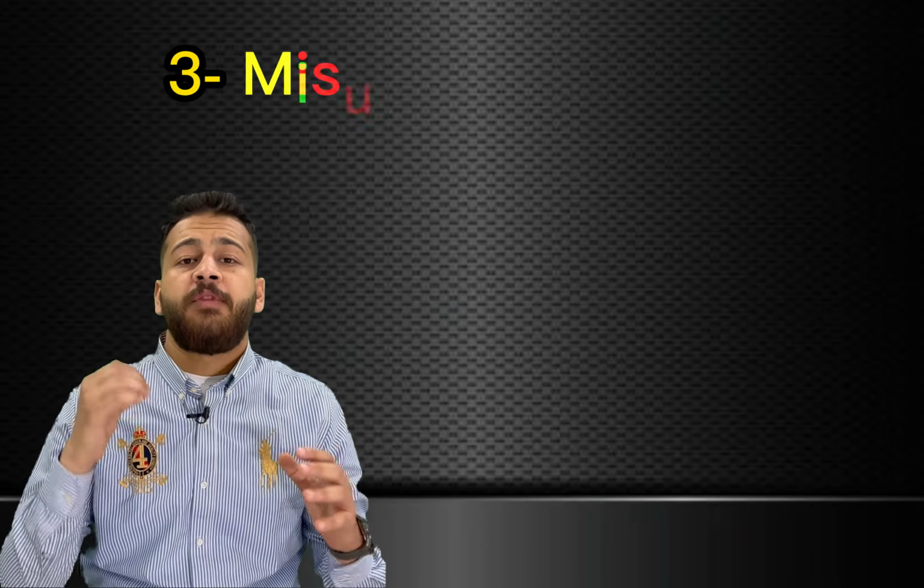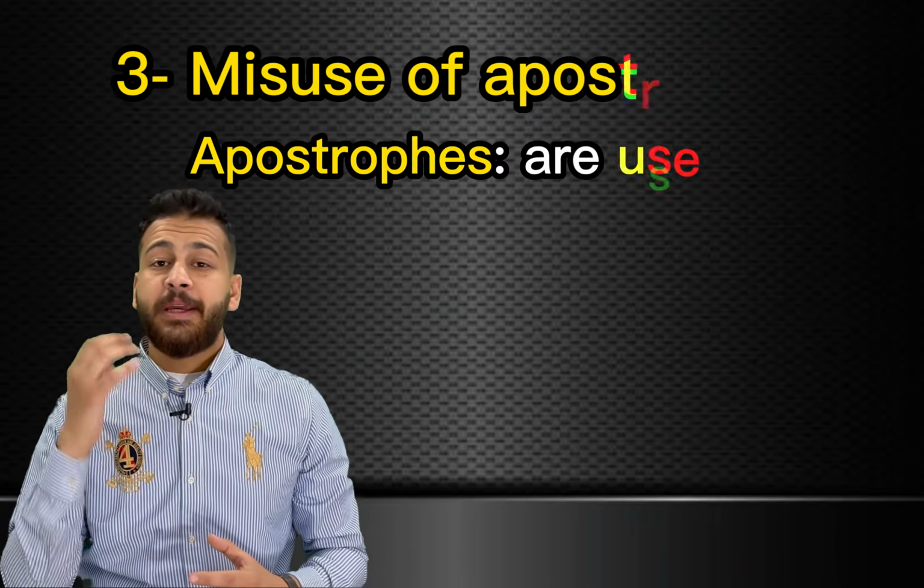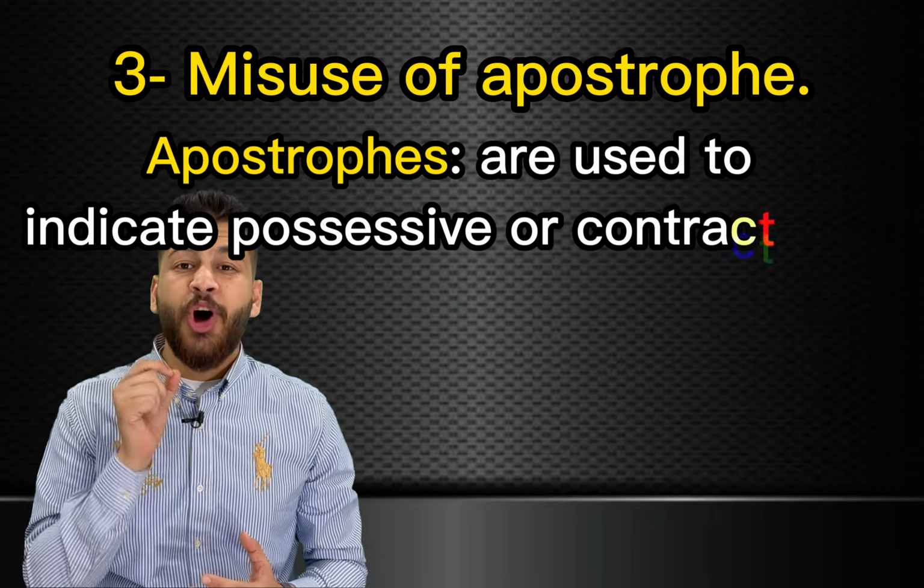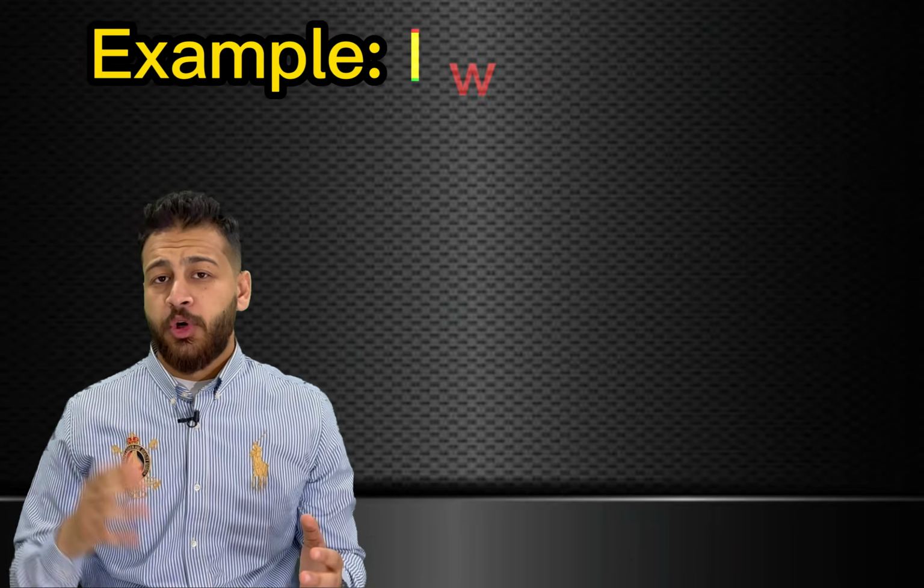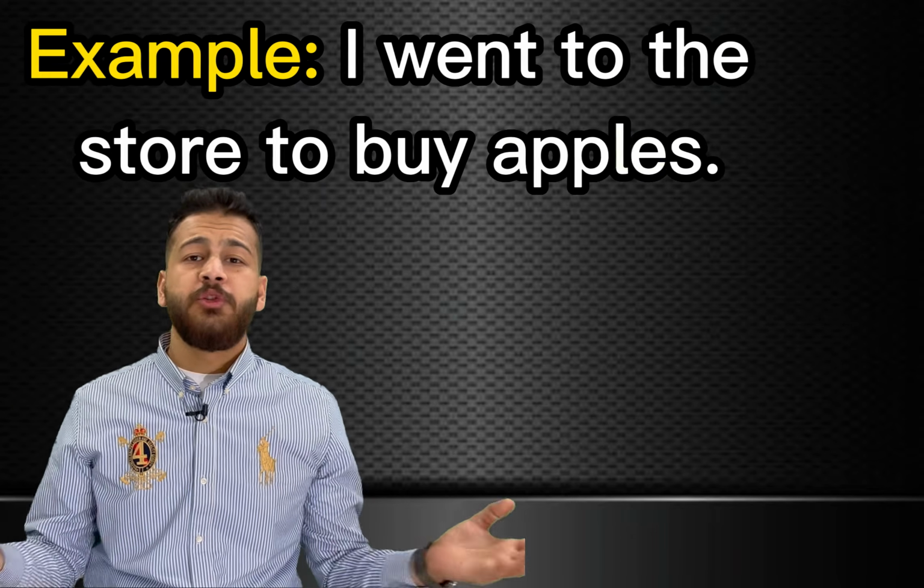The third common mistake, guys, is misuse of apostrophe. Apostrophes are used to indicate possession or contractions, not to indicate plural. Have a look at the following example. I went to the store to buy apples. Here, no need to use an apostrophe.